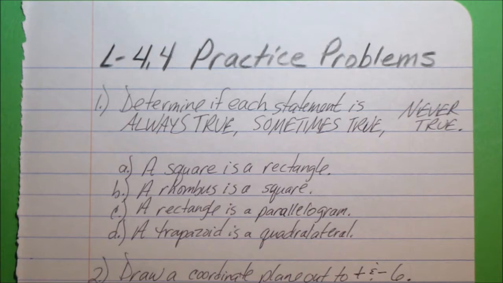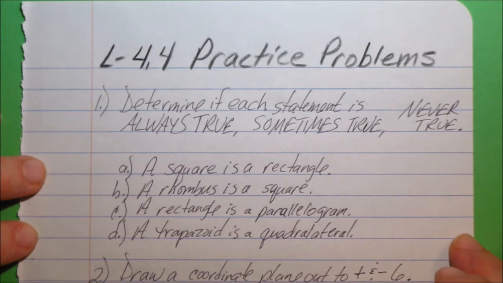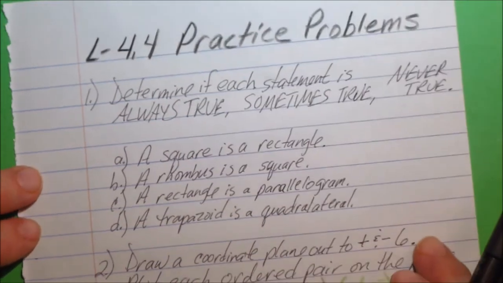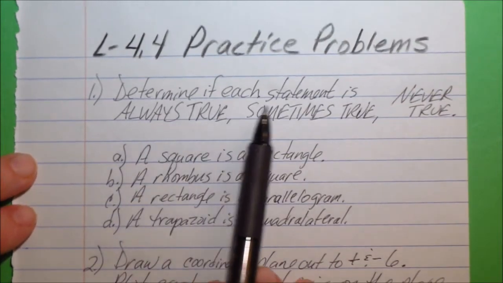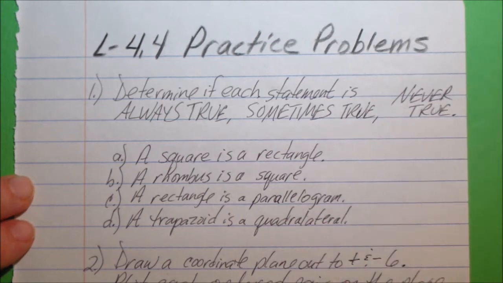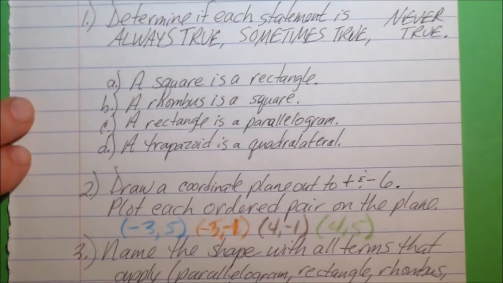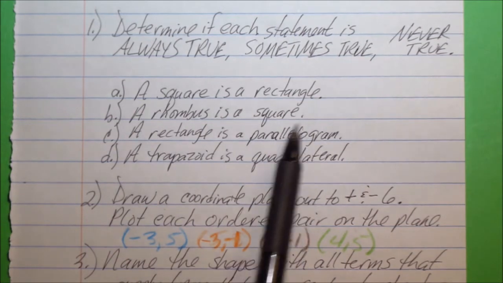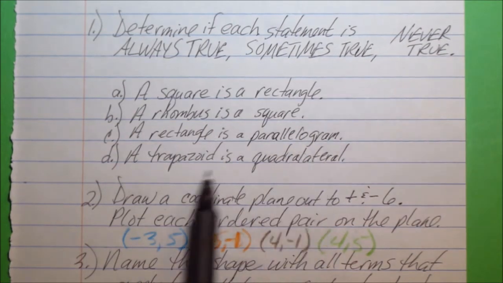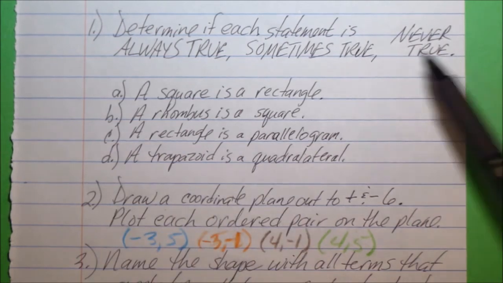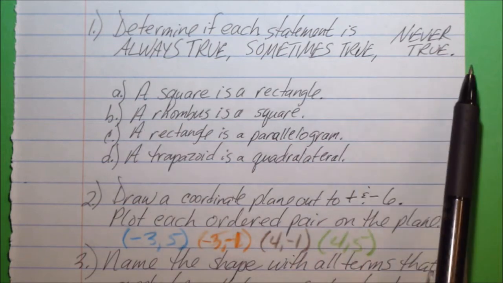All right, here's the practice problems for lesson 4.4. On the first one, this is where you get back to the first page of the notes and the rules for the various different kinds of shapes. It's going to ask you to determine if each statement is always true, sometimes true, or never true. All right, so on this one, it's got a square is a rectangle, a rhombus is a square, a rectangle is a parallelogram, a trapezoid is a quadrilateral, and you're going to answer for each one of these. Always true, sometimes true, never true.